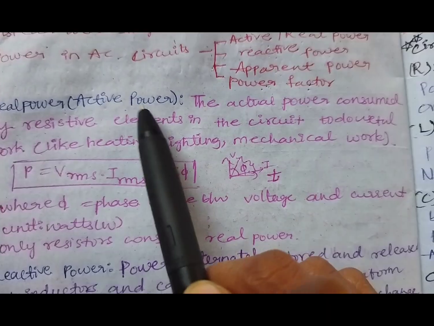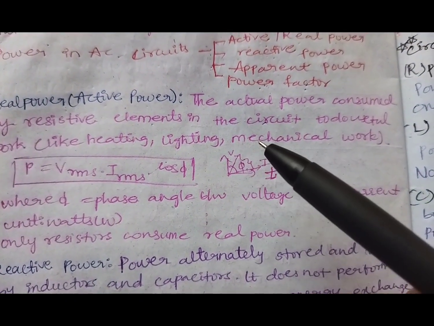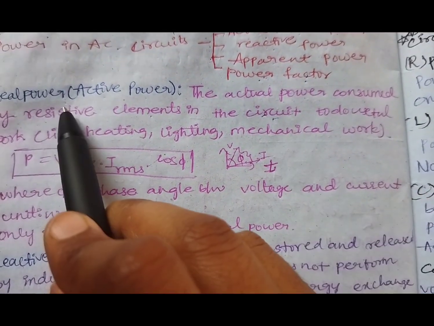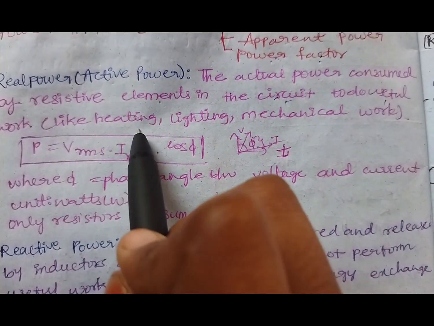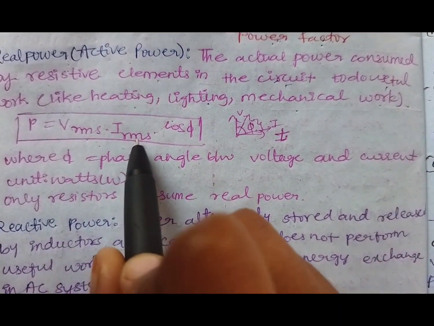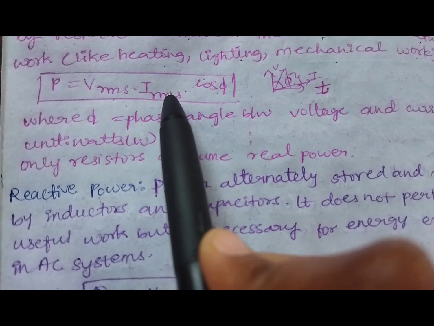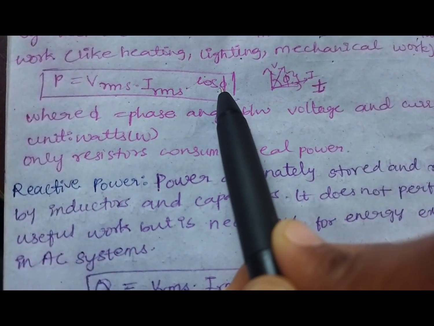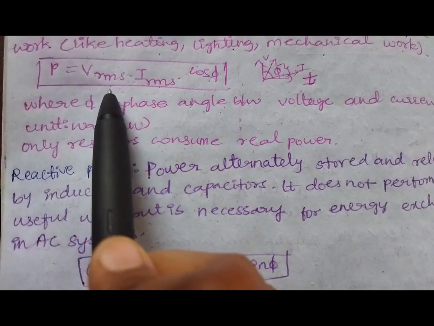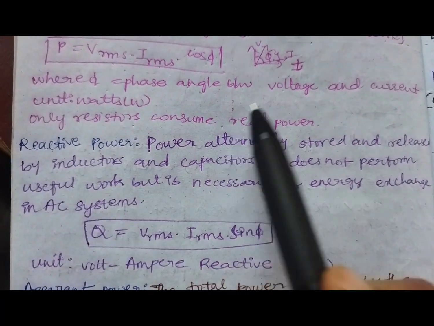Real power or active power, both are the same. The actual power consumed by resistance elements in the circuit is known as real power. It is useful for work like heating, lighting, mechanical work. The formula is P equals Vrms into Irms into cos phi. Phi is the phase angle between voltage and current, with units of watts. Only resistors consume real power.